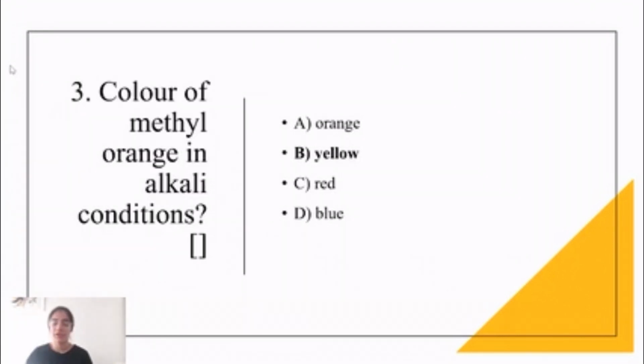Color of methyl orange in alkali conditions. Bases that are soluble in water are called alkaline substances, and alkali conditions are basic conditions. So the color of methyl orange in basic conditions is yellowish to orange, so the answer would be yellow. The color of methyl orange in alkali conditions is yellow, while in acidic conditions it is red.